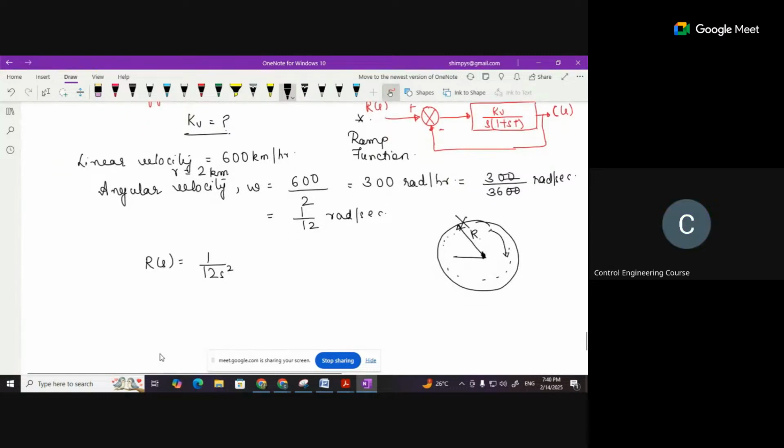Okay, very good discussion. Everyone is giving a thought and correlating control systems with real time examples. Very nice. So, Kv comes out to be 1 by 12 s squared. If you solve it, how much does it come out to be in decimal? 1 by 12?